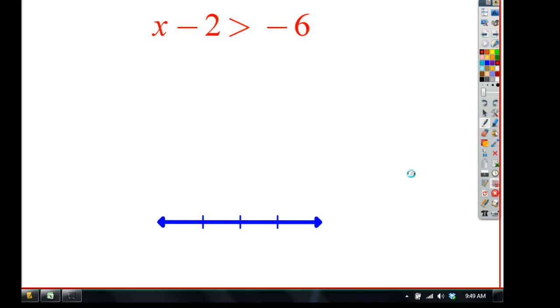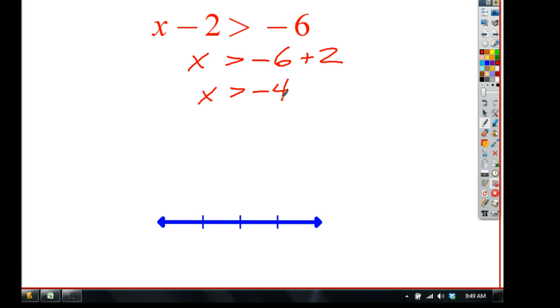All right, so we have a number, and we're taking it going down 2, and we're saying that's more than -6. So instead of going down 2, we'll do the opposite. We'll take -6, and then we'll go up 2. So we'll get x is greater than -6 and up 2 will be -4. So we're talking about numbers that are more than -4.